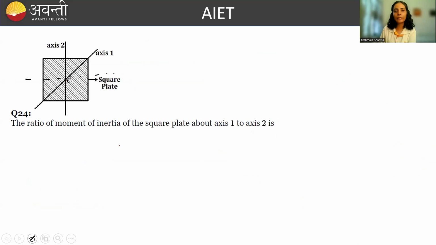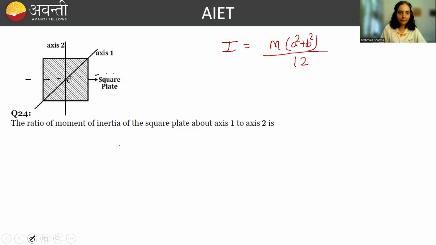Ratio of moment of inertia of a square plate about an axis 1 to axis 2. So before understanding this question, let's say I have a rectangular lamina like this here. This is the mobile you can see. Okay. So if I'm taking an axis perpendicular to this, passing through its center, then moment of inertia, let's say that is I, will be equal to m a square plus b square by 12, where a and b is its side. This is a and this is b. Okay. Done it? So this I is along which axis? Along this axis.